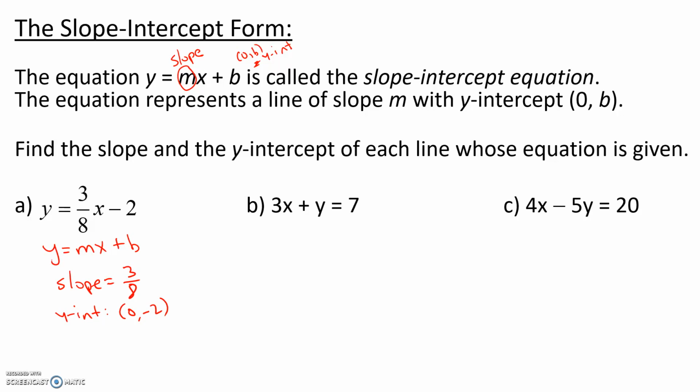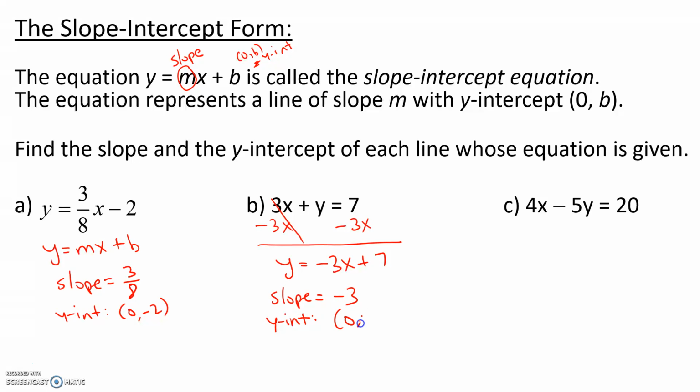In the next example, we have 3x plus y equals 7. For a line to be in slope-intercept form, the y has to be isolated. So we will subtract 3x from each side to isolate the y, and we will get y equals -3x plus 7. This tells us that our slope m is the coefficient of the x, which is -3, and the y-intercept is the point (0, 7).